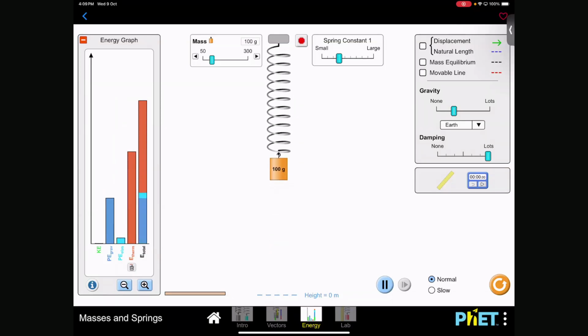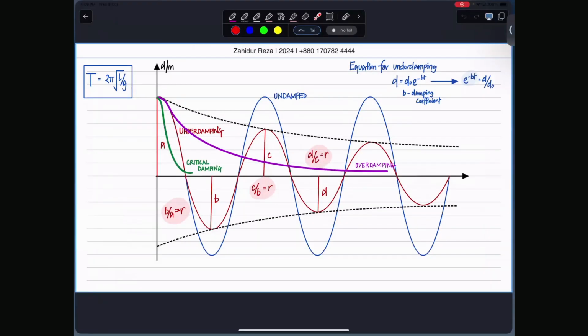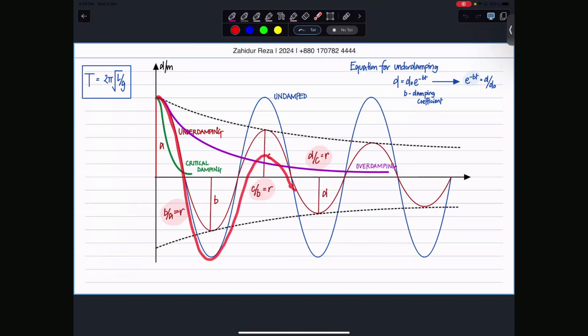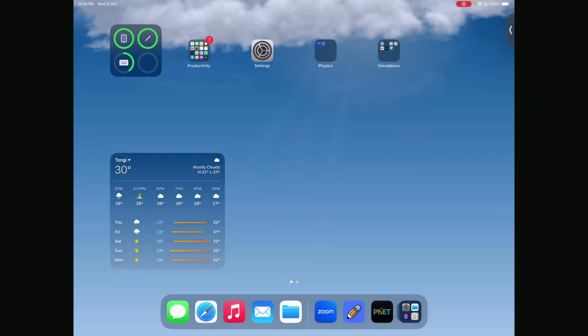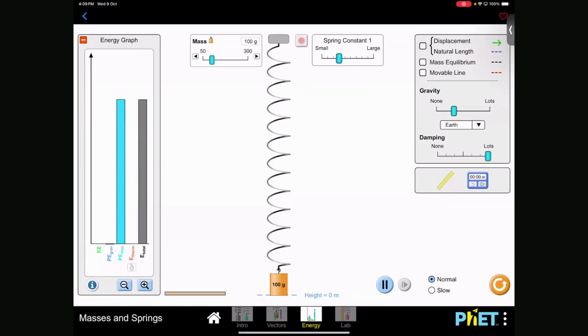So if I had to plot the graph for this, how would the graph look like? It'll look something like this. Like that, right? It comes to a stop very rapidly. So it is still underdamping. But critical damping and overdamping, how they look, my animation doesn't allow that, but I'll show you what critical damping is. Critical damping is this, okay?